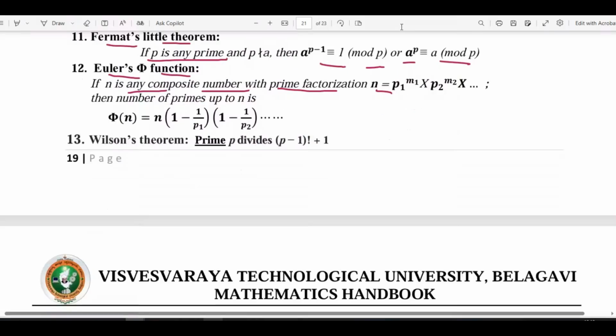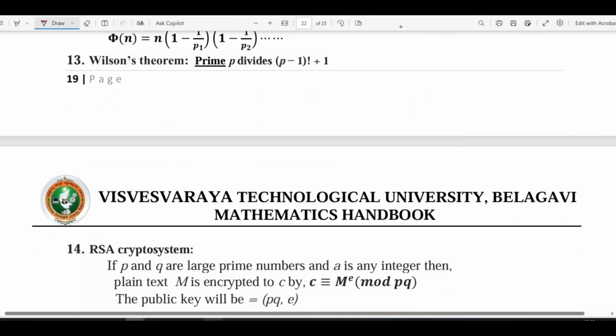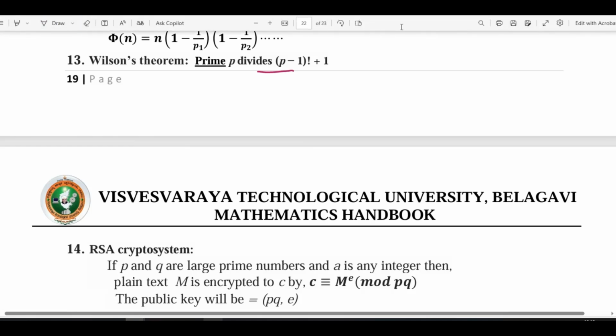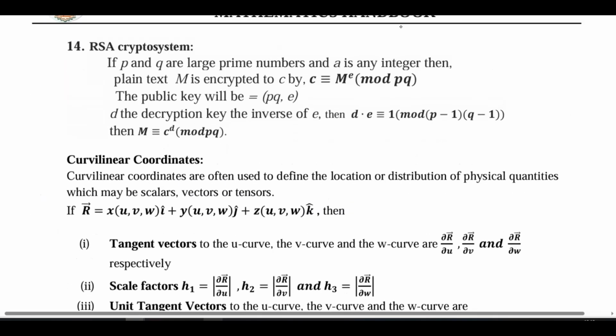Then next one you have Wilson's theorem: prime p divides (p-1)! + 1. Then you have the RSA crypto system.